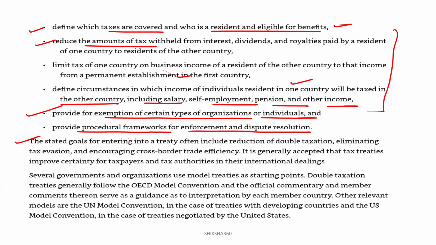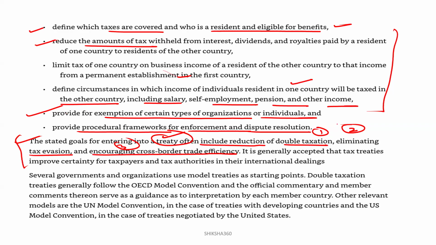So the stated goals for entering into a treaty often include reduction of double taxation, eliminating tax evasion, and encouraging cross-border trade efficiency. Very, very important from the examination point of view. What are the stated goals for entering into a treaty? Basically, reduction of double taxation, eliminating tax evasion, and encouraging cross-border trade efficiency.